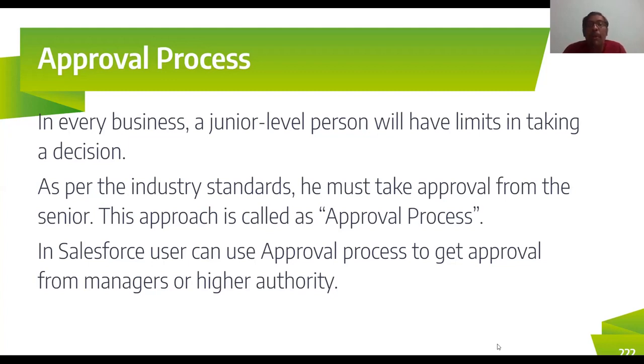So here, the approval process is nothing but it talks about the limits in taking a decision, right? In every business, a junior level person will have limits in taking a decision. He will not be able to take a decision. As per the industry standard, he must take the approval from the senior. This approach we call an approval process.